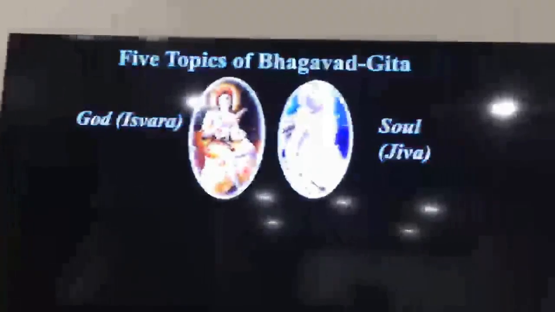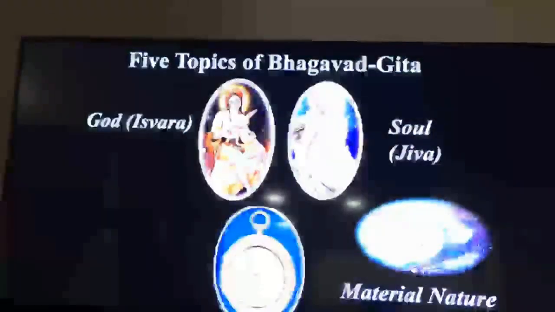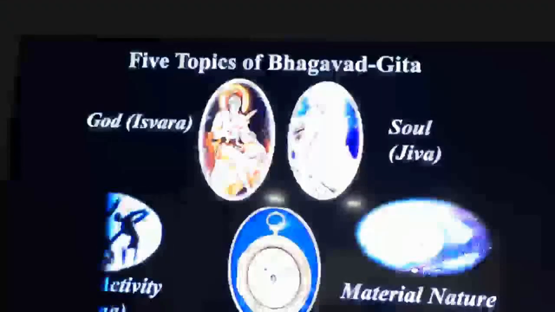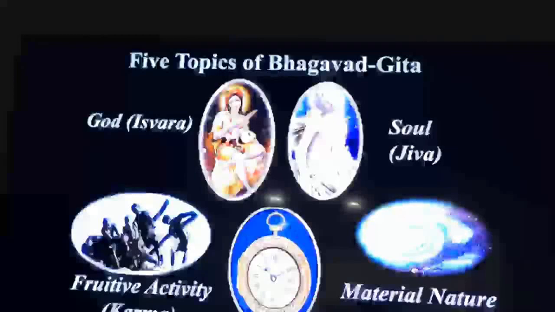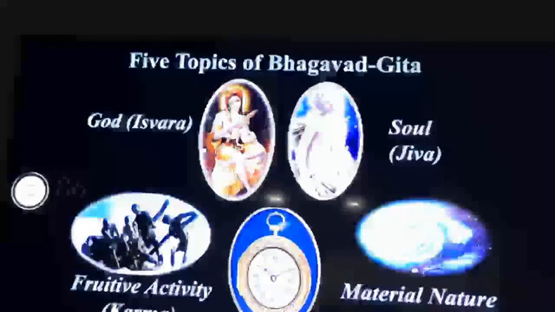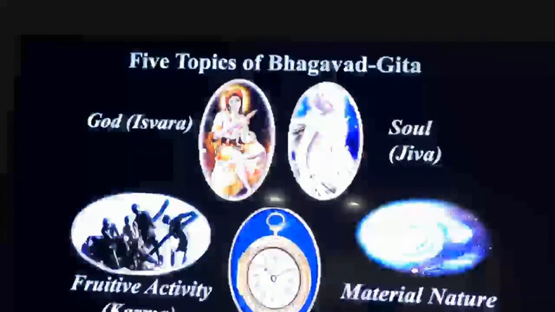The subject matter of Bhagavad Gita contains 5 main topics. They are God, Ishvara; Jiva; material nature, Prakriti; time, Kala; and fruitive activity, Karma. So there's the 5. If you read the introduction, you'll find these 5 listed.